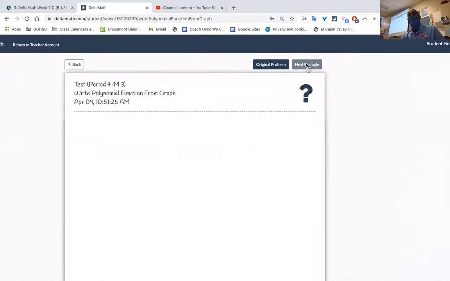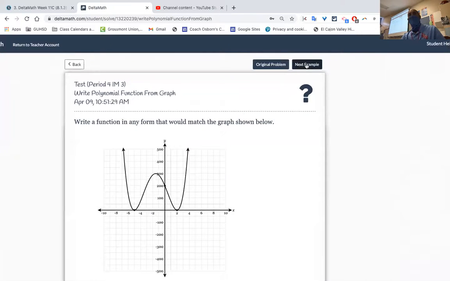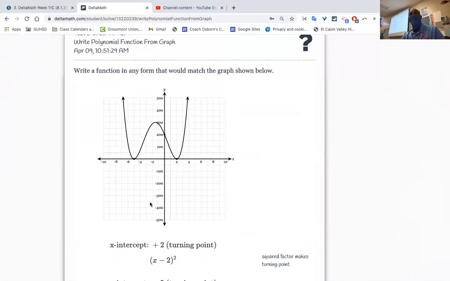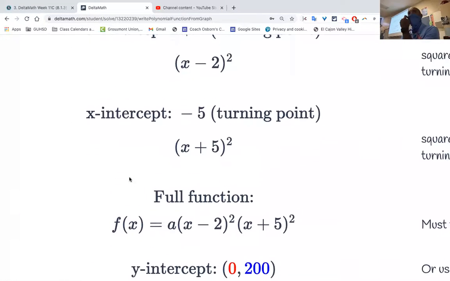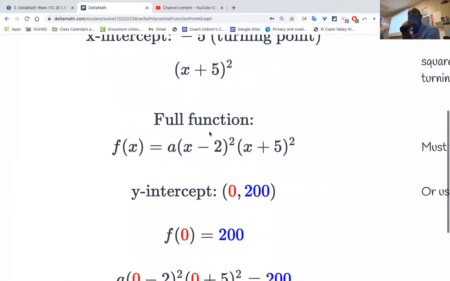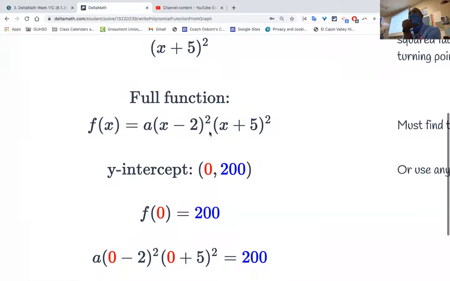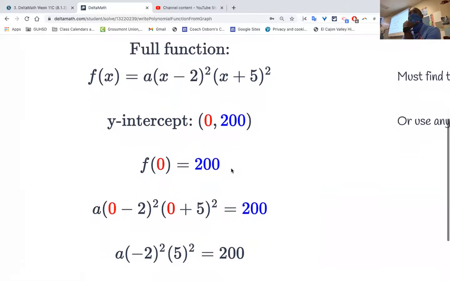Let's find one that's like a double root here. Let's see if I can find one. There's one. Okay, so this one, there's a double root at -5 and +2. So there's how you set up your factors, just like we talked about. And then for this one, the y-intercept was 200.